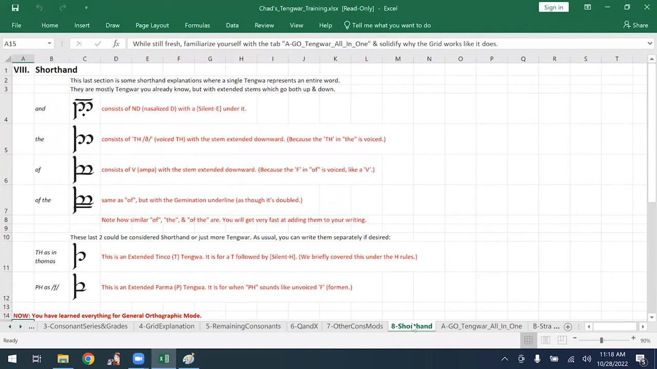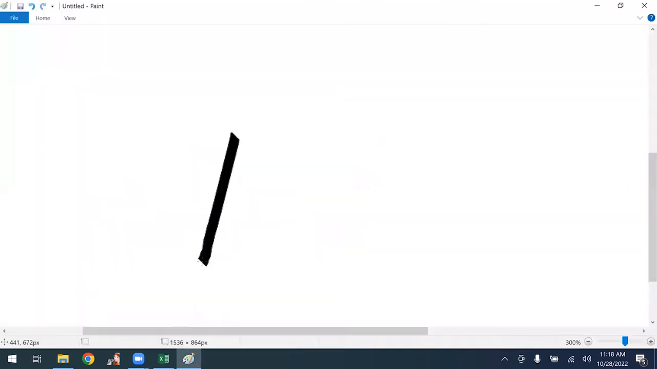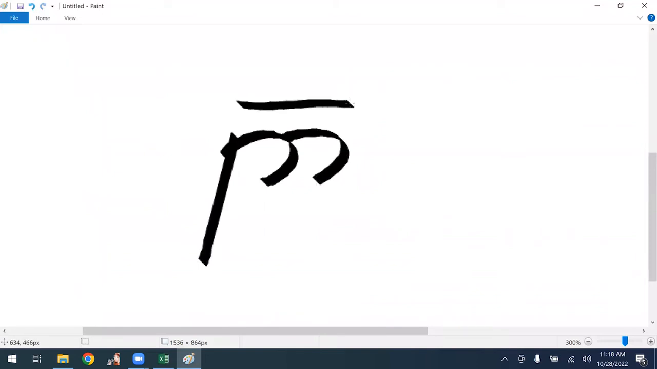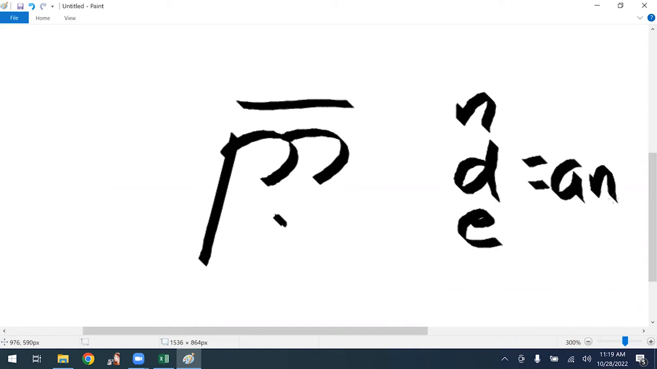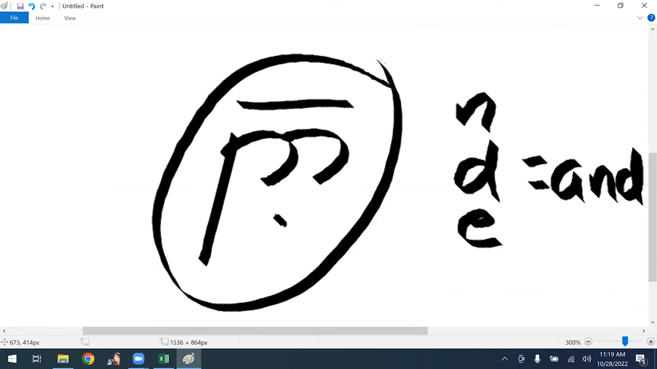And now the last thing before we get to the grid itself, and then you're finished. Shorthand. See the D, this is the D, and then there's the N for nasalizing the D. And you just put the E. So it's like you're writing NDE. So there's D, there's ND, and then E. That actually means "and." This is a shorthand way to quickly write the word "and," and you're going to see "and" written this way all the time.